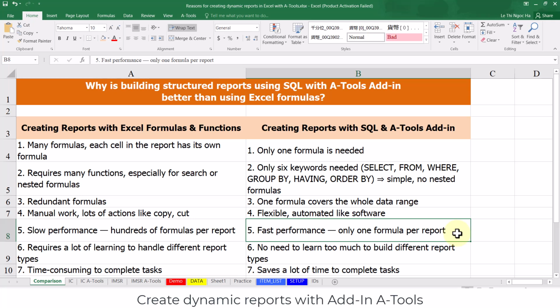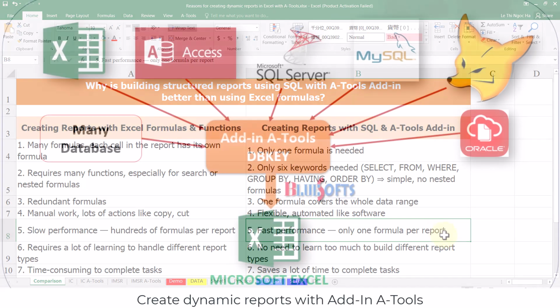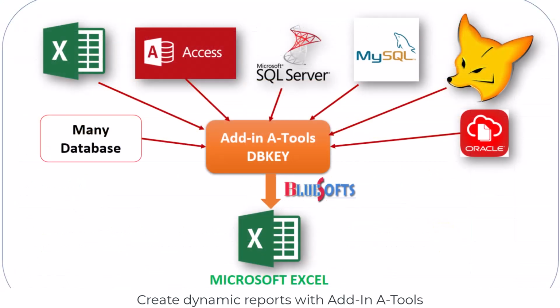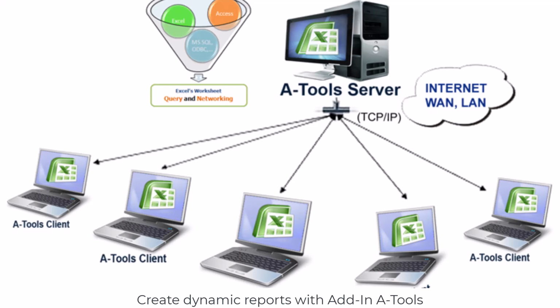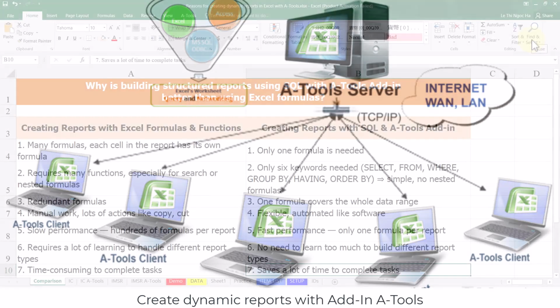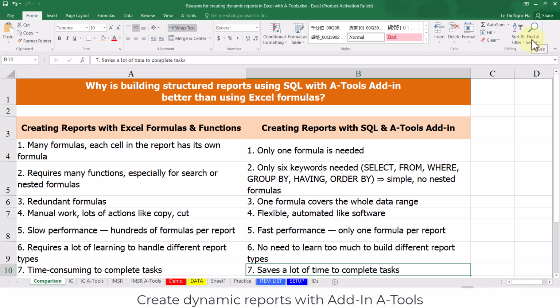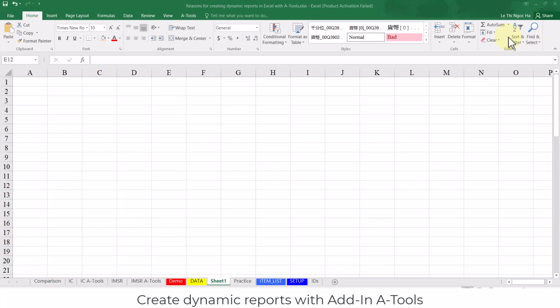A-Tools with its BSSQL function allows data retrieval from various database types like Excel, Access, SQL Server, MySQL, Oracle, and other computers in the server. This enables users to pull data from other software into Excel for aggregation and analysis.